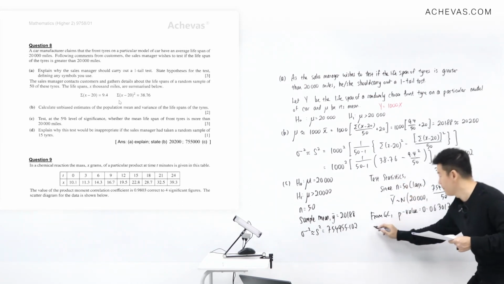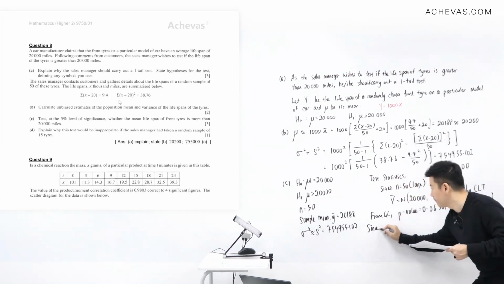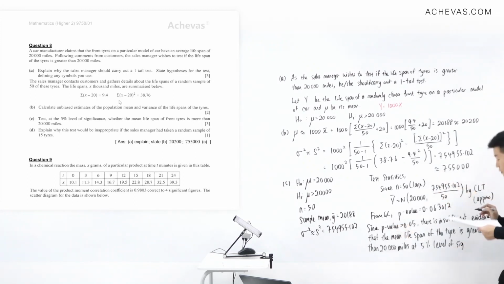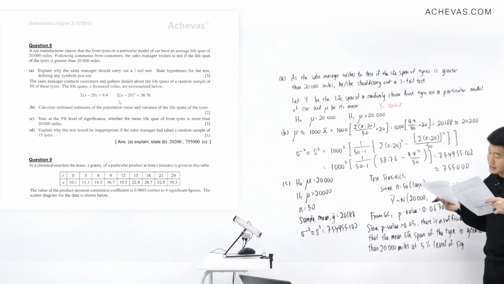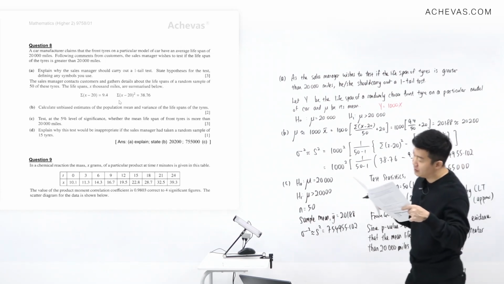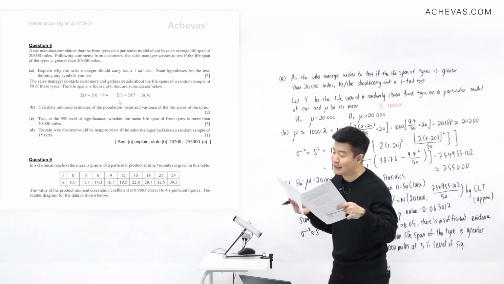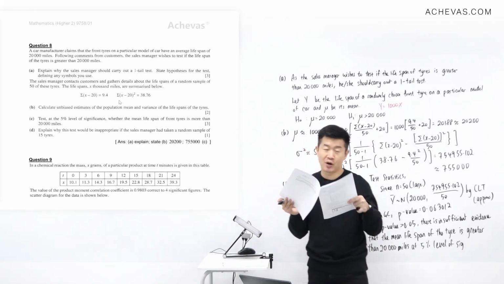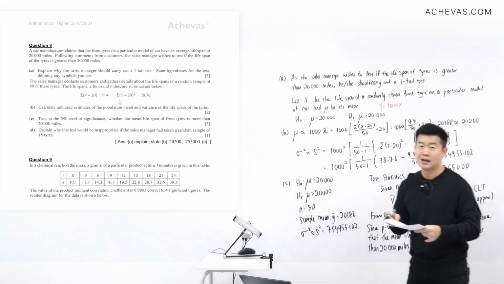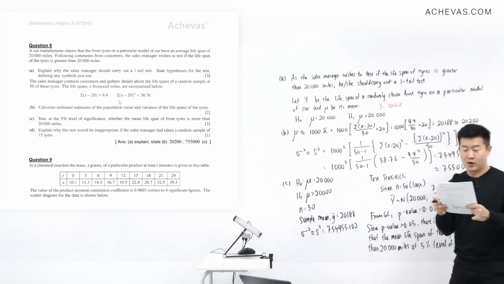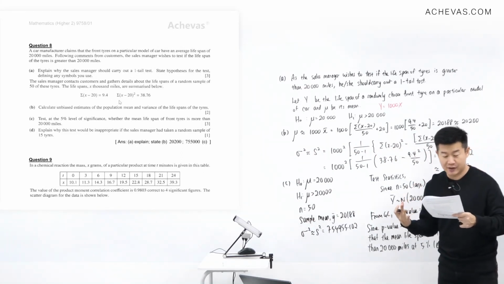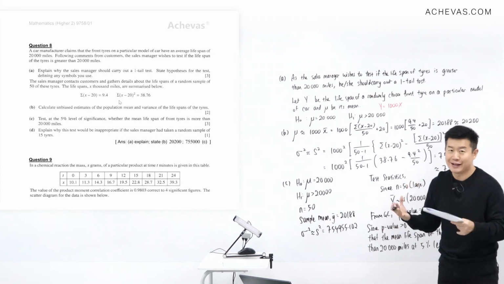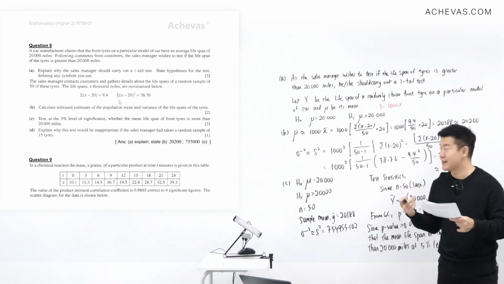Let me write it down also. Okay, so this is my conclusion. And let's take a look at part D. Part D, explain why this test would be inappropriate if the sales manager had taken a random sample of 15 tires instead. 15 is too small for us to apply the central limit theorem. So that is going to be the reason. Okay, the sample size is too small.